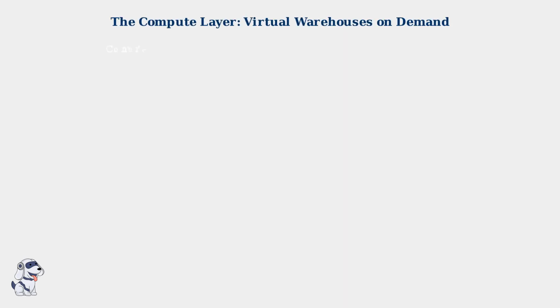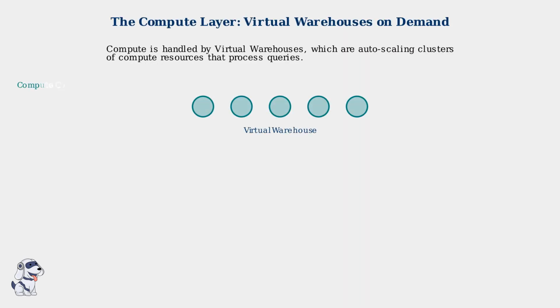In Snowflake's architecture, compute is managed through virtual warehouses. These are auto-scaling clusters of compute resources designed to process queries efficiently. Unlike traditional systems, you can start, stop, or resize these warehouses on demand, providing flexibility for varying workloads.